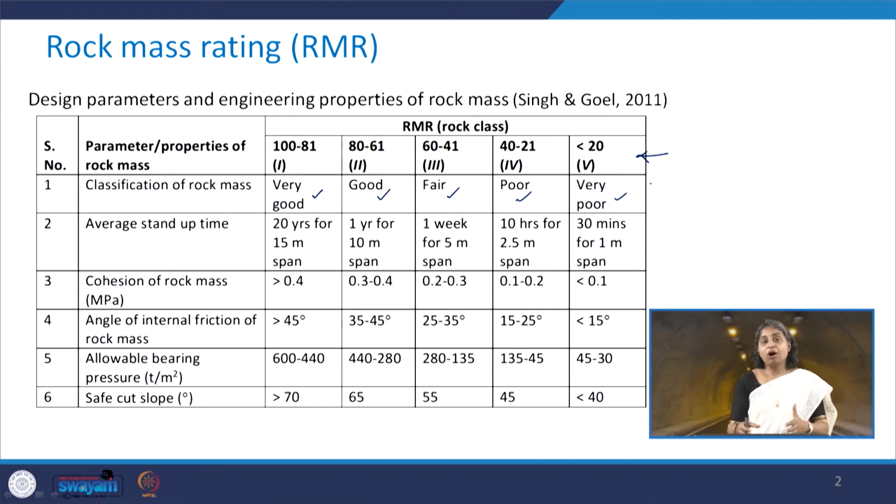So, based upon this classification of rock mass, we can assign some engineering properties to the rock mass. Some of these include the average stand up time, cohesion of rock mass, angle of internal friction of rock mass, allowable bearing pressure and safe cut slope. So, let us discuss these one by one.